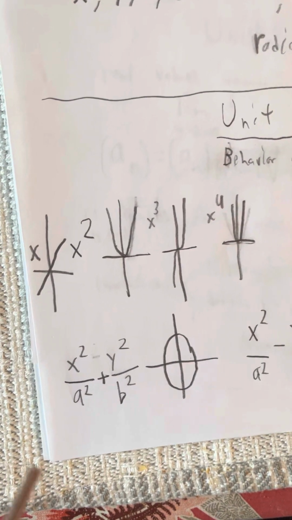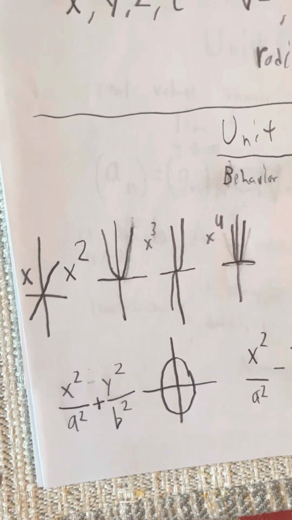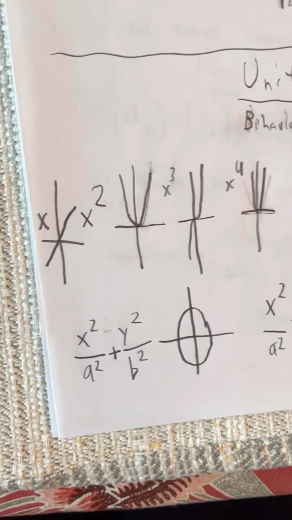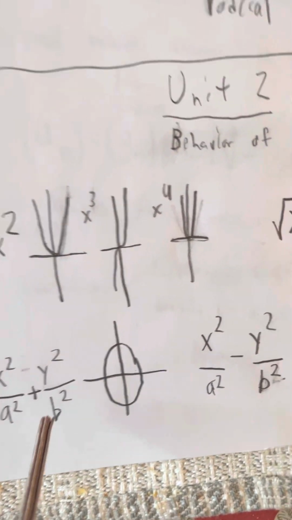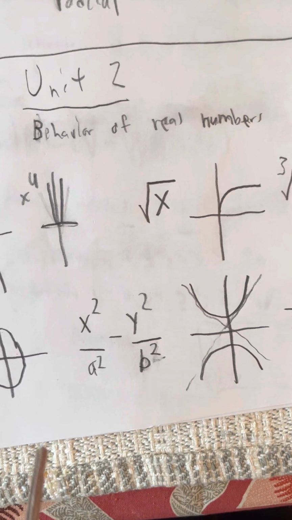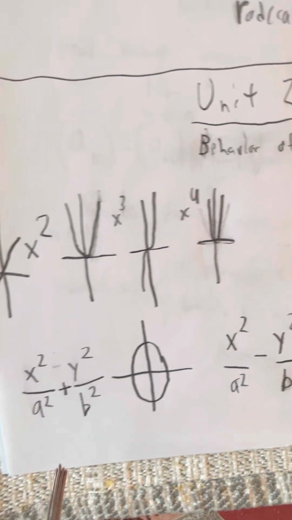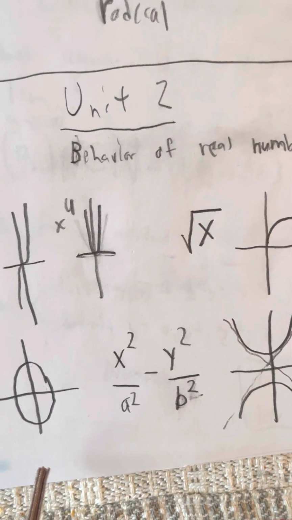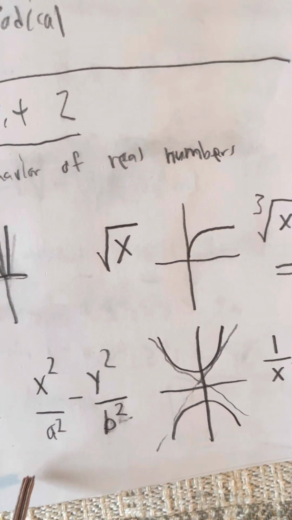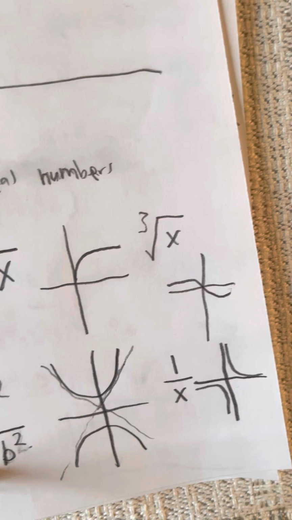x squared over a squared plus y squared over b squared is an ellipse. x squared over a squared minus y squared over b squared is a hyperbola. 1 over x is a rational equation.